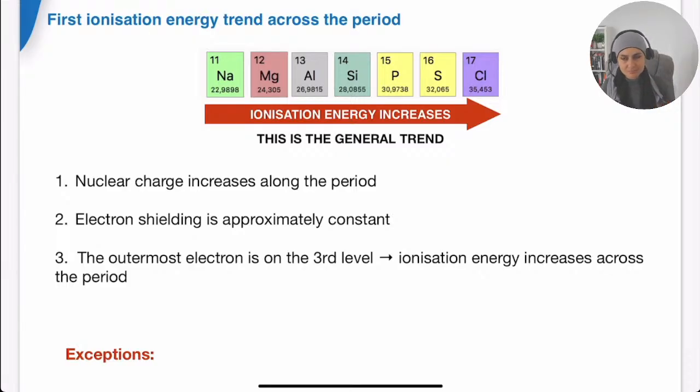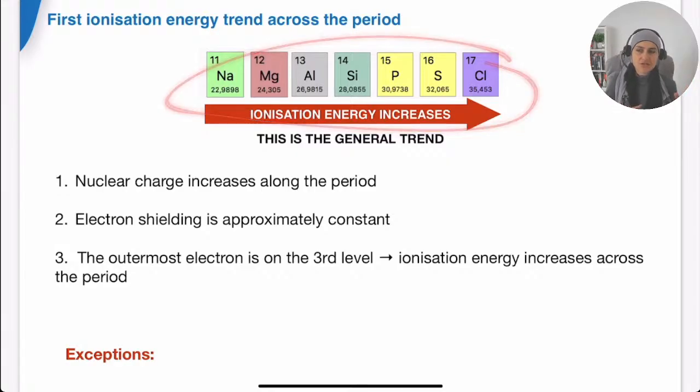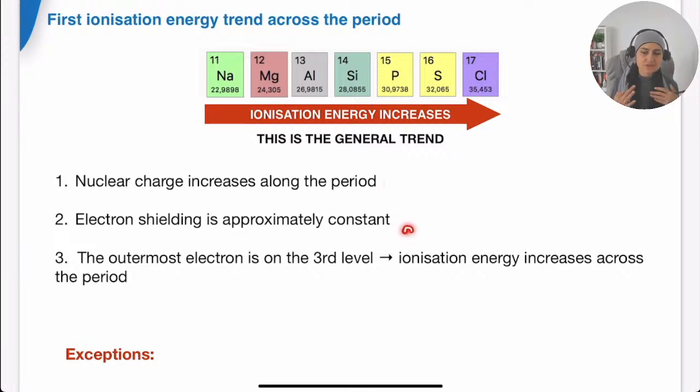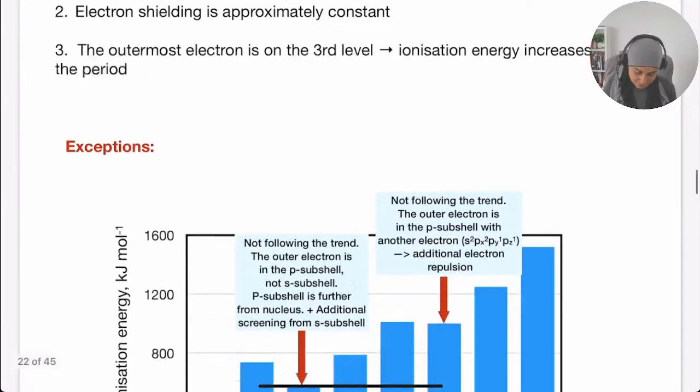Same factors as before. As we go across the period, the nuclear charge increases, but the shielding or screening is approximately constant because there are the same number of shells. All period 3 elements have 3 shells, so the screening comes from shell 1 and 2. So nuclear charge increases, shielding is approximately constant, which means that the outer electron experiences stronger nuclear attraction as you go across the period. But there are exceptions.